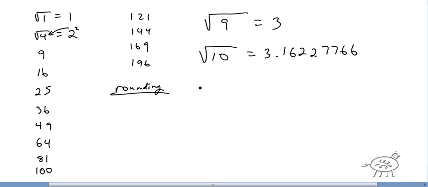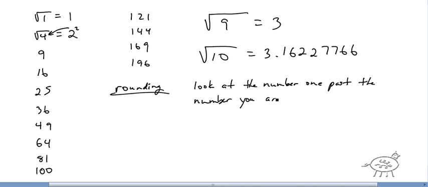Okay, the deal is you always look at the number one past the number you're rounding to. So in other words, this problem right here that we just did, if I ask you to round to the nearest hundredth, the hundredth is this place right here, 3.16. So what you're going to do is you're going to look at this number right here. Okay, that's important.